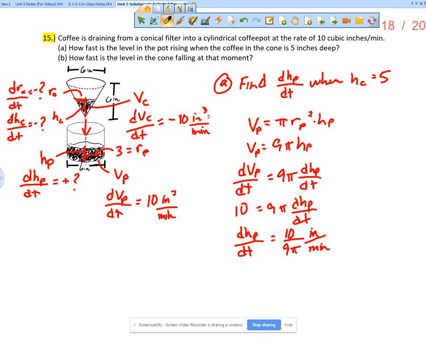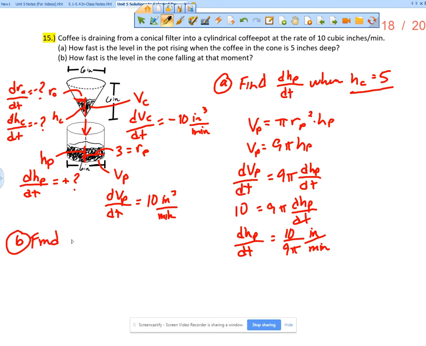All right, then we want to do B. How fast is the level in the cone falling at that moment? All right, well, at what moment? Well, at the moment when H sub C is 5. So we do need that, but we don't need it until part B. So find blank when blank.